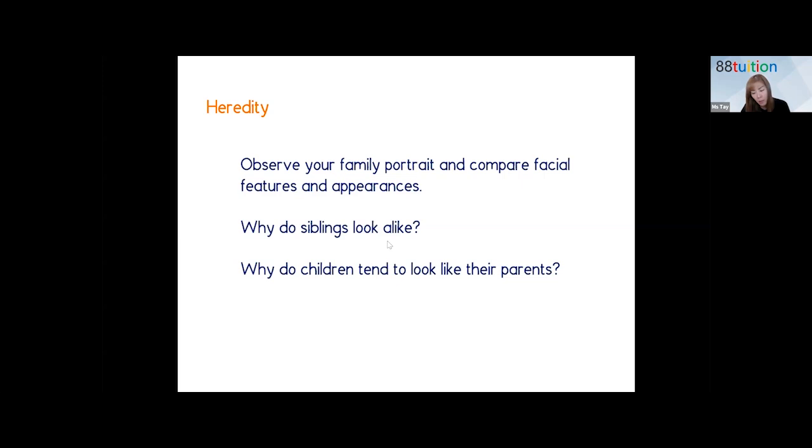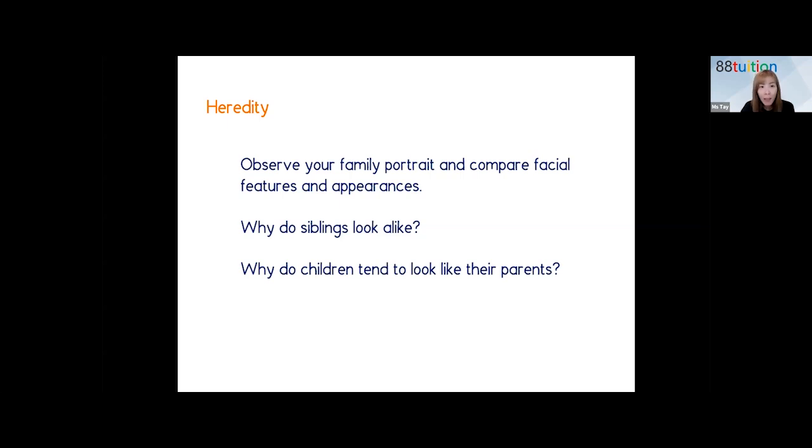So why do siblings look alike and why do children tend to look like their parents? So these are the things that we should be thinking of. You have seen in the video, it's all because of what? It's all because of something called DNA. Did you hear the video mentioning that? And where do you find all these? It's actually inside the nucleus of cells. Because the cells in our body have a nucleus. So the nucleus contains all this genetic information.